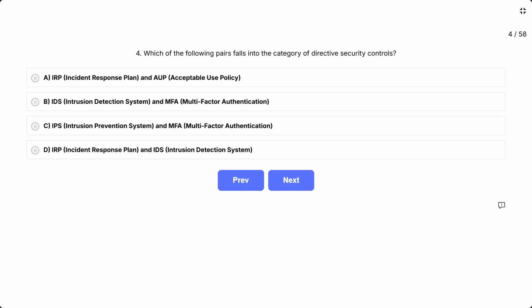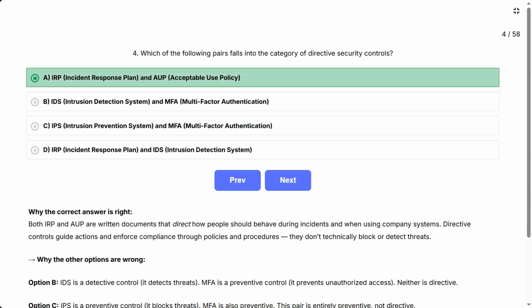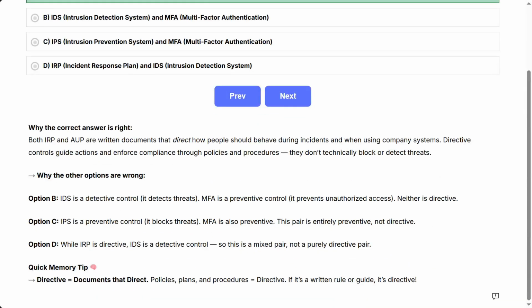Correct answer: A. IRP, Incident Response Plan, and AUP, Acceptable Use Policy. Both IRP and AUP are written documents that direct how people should behave during incidents and when using company systems. Directive controls guide actions and enforce compliance through policies and procedures. They don't technically block or detect threats.